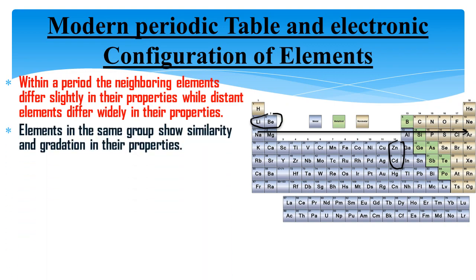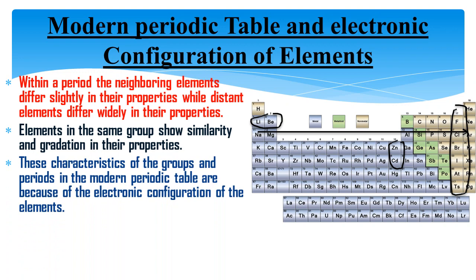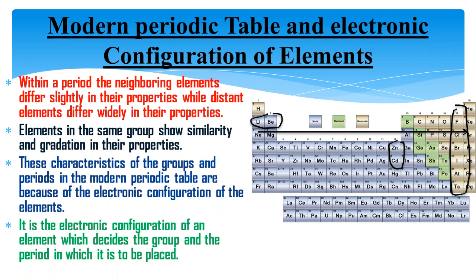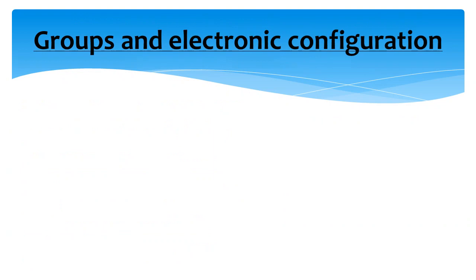And students, elements in the same group show similarity and gradation in their properties, and these characteristics of the groups and periods in the modern periodic table are because of the electronic configuration of the elements. It is the electronic configuration, which is the distribution of electrons in the orbits of the element, which decides the group and the period in which it is to be placed. So this is the relation between the modern periodic table and the electronic configuration of an element. All right, now let us understand groups and electronic configuration.